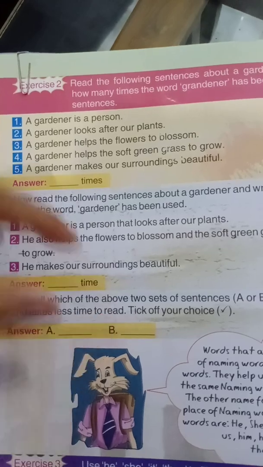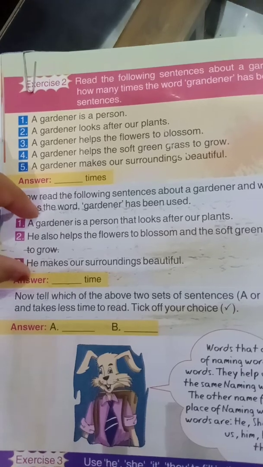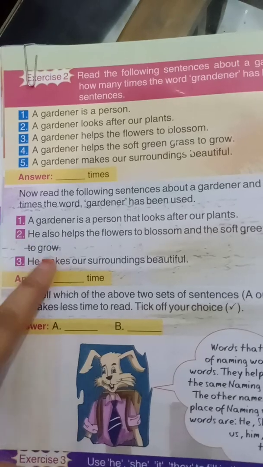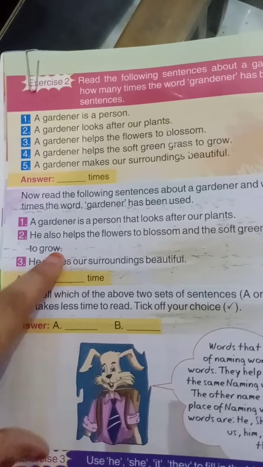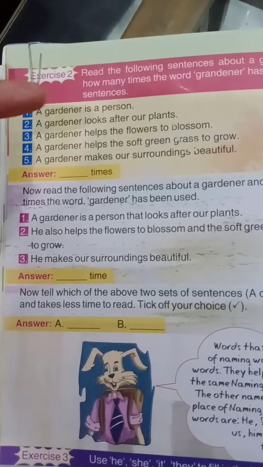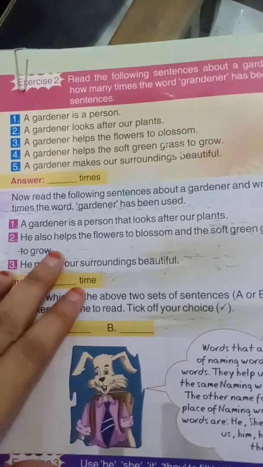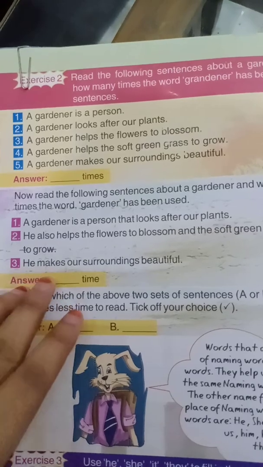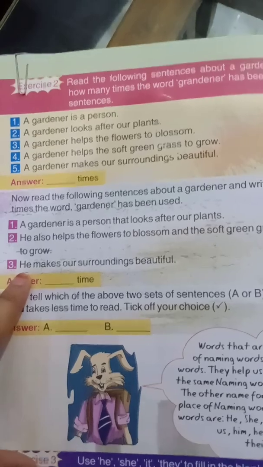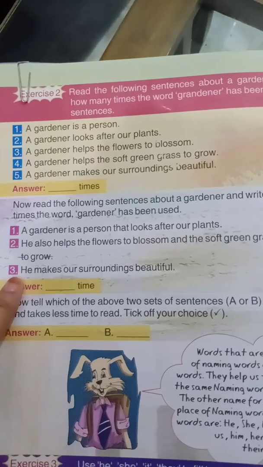So tell me, which sentences will take more time, and which will take less time? Of course the second one, because in this the sentences are merged and we are not using the noun, the naming word, again and again. We are using another useful word, as we use "he" here. So this is called a pronoun. He is called a pronoun, and we use pronouns to avoid repetition in the sentence.